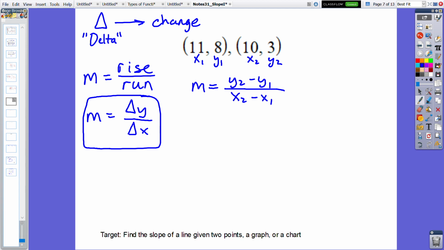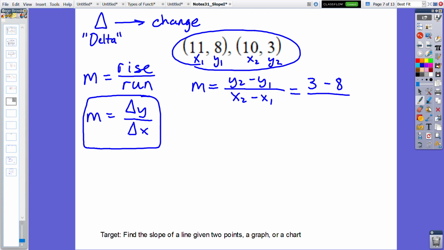Okay? So all I want to do is replace my y2, y1, x2, and x1 with the values I have defined up here. So we're finding the slope between (11, 8) and (10, 3). So y2, that gives me 3, minus y1, which is 8, divided by x2, which is 10, minus 11. Now, once again, you want to simplify. You don't want to divide first. You want to add or subtract. Okay, so we want to subtract. We want to simplify the numerator and then simplify the denominator.